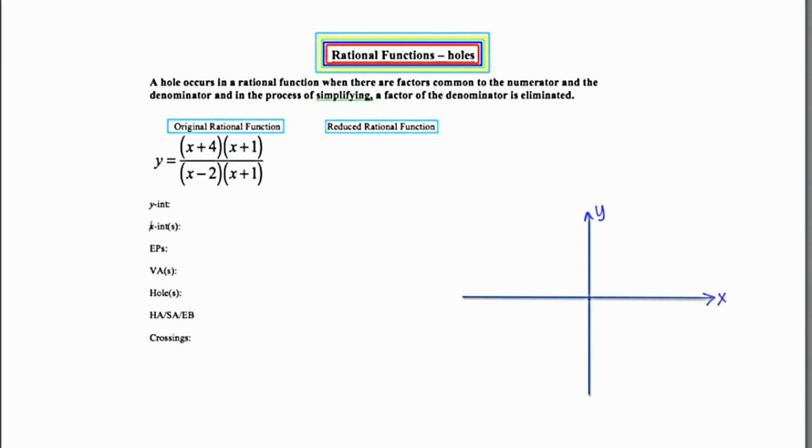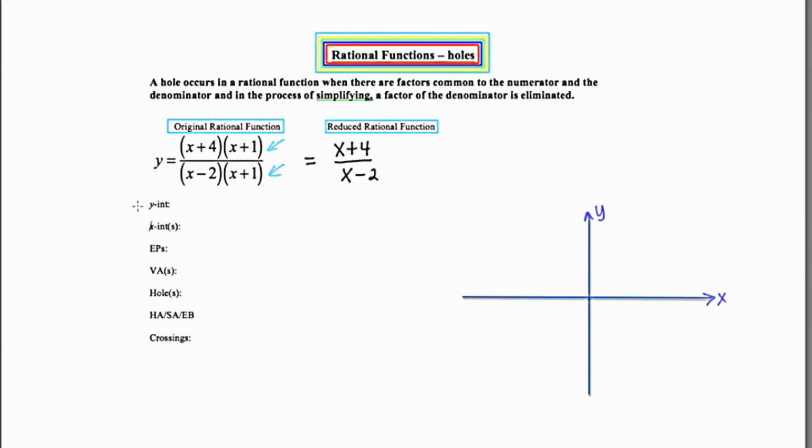Y equals x plus 4 times x plus 1 all over x minus 2 times x plus 1. And I want to highlight for you that there are factors that are common to the top and the bottom. X plus 1 occurs on both the top and the bottom. So I'd like to simplify this fraction and make it as simple as possible by eliminating those two factors. So I'm going to write this in a reduced form. Y equals x plus 4 over x minus 2.